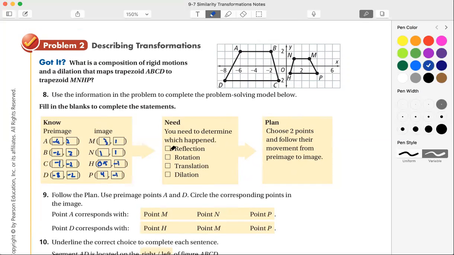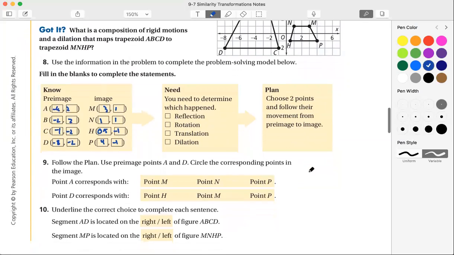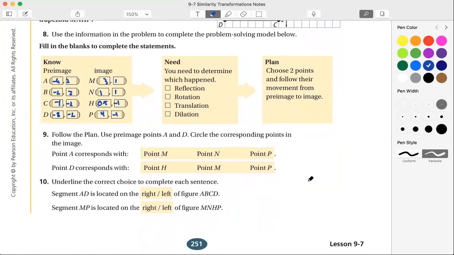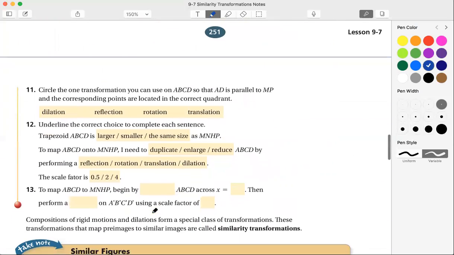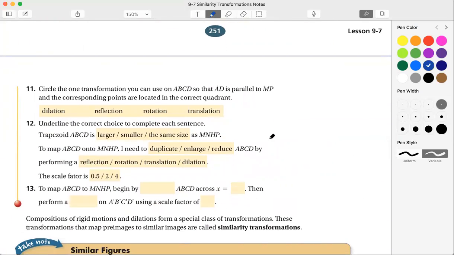All right, so I need to determine what happened. Okay, and I'm going to choose 2 points and follow their movement from pre-image to image. All right, so point A corresponds with point M. Point D corresponds with point P. Segment AD is located to the left of that figure, and segment MP is located to the right of this figure. So a transformation I could use so that AD is parallel to MP and the corresponding points are located in the same quadrant would be a reflection.